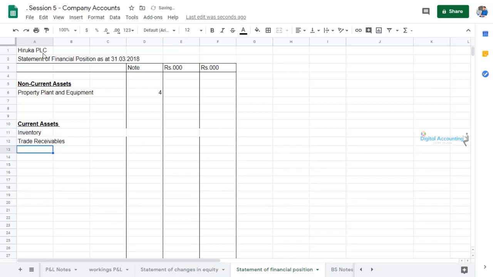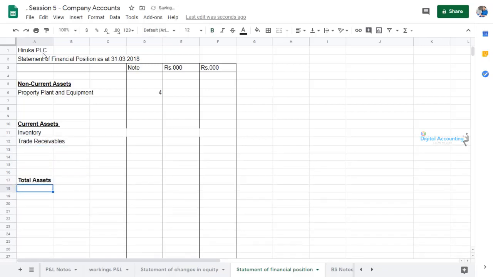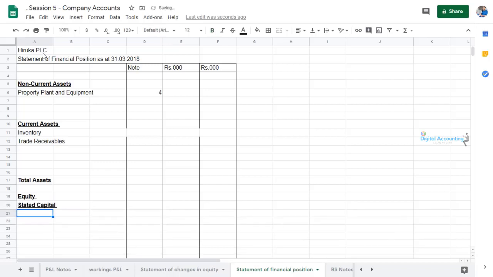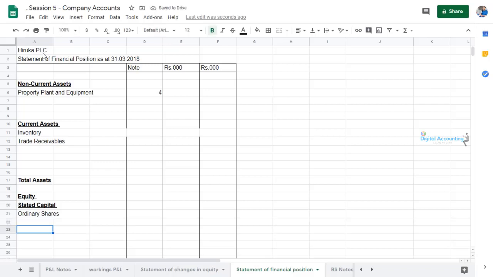Trade receivables. Then we can leave 3 lines and total assets. Then after 1 line, immediately you can start equity. Under equity we have 2 items, stated capital and reserves. Stated capital, in this question we have ordinary shares, and leave 1 line. We don't have any other shares. And reserves: retained earnings, and also any other reserves.